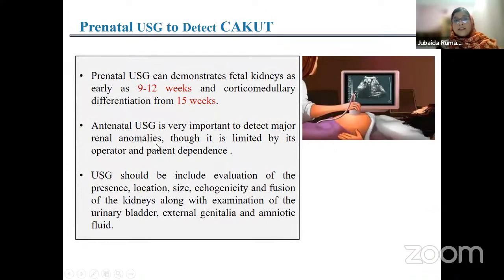So for diagnosing CAKUT, firstly, we get the information from the prenatal ultrasonogram. At a very early period, about 9 to 12 weeks, we can demonstrate the fetal kidney, and the corticomedullary differentiation can be demonstrated around 15 weeks. So this antenatal ultrasonogram is very important to detect major renal anomalies, though it is limited by operator and patient dependence. By this antenatal ultrasonogram, in a very early period, we can evaluate the renal presence, location, size, echogenicity, and any fusion of the kidneys. And also we can get information from this ultrasound about the urinary bladder, external genitalia, and amniotic fluid status. So if the amniotic fluid level is normal and the renal fossa is empty, there is a high probability of renal ectopia, and CAKUT is more likely.